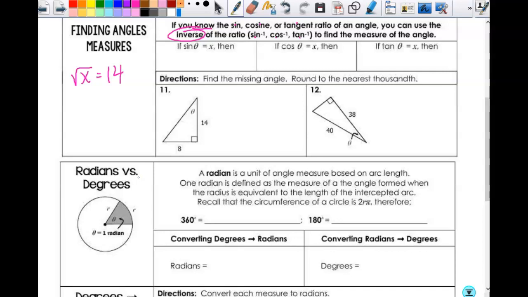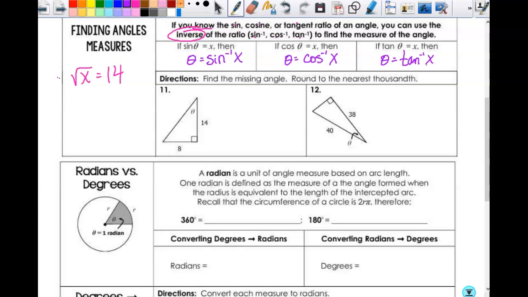You do the opposite. The opposite of the square root, or the inverse of the square root, is squaring it. The inverse of taking the sine is sine inverse. So if the sine of theta equals x, then theta equals the sine inverse of x. If cosine theta equals x, then theta equals the cosine inverse of x. And here, theta would equal the tangent inverse of x. Okay? That's how you get it away from it.